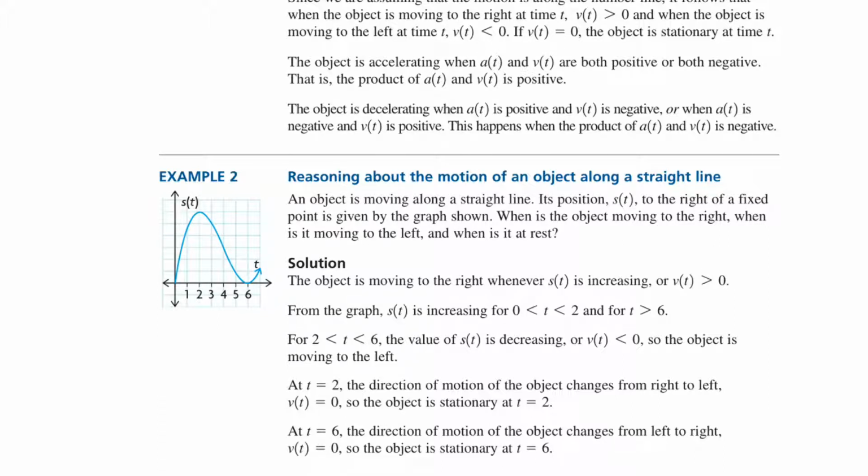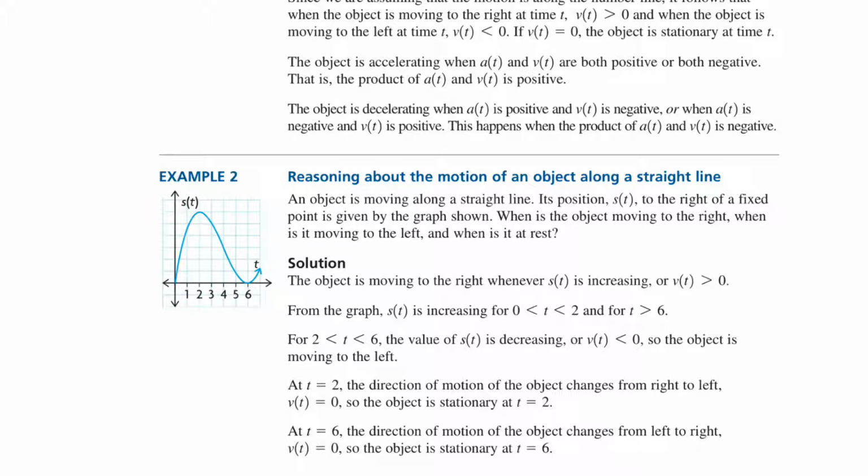The sign of velocity shows the direction. If v of t is greater than 0, the object is moving to the right, the positive direction, and when v of t is less than 0, it is moving in the negative direction, or left if the object is moving horizontally. Positive when it is moving vertically is upward, and negative is downward.